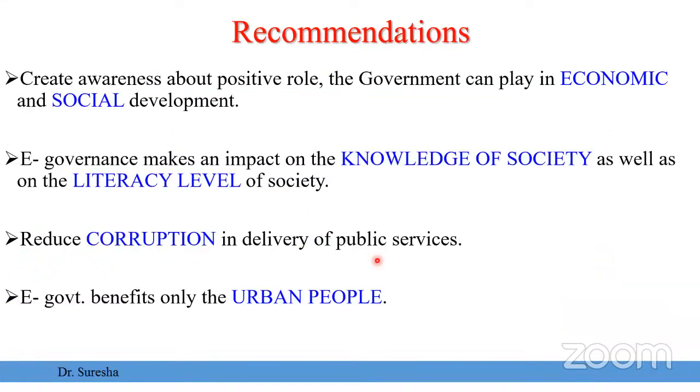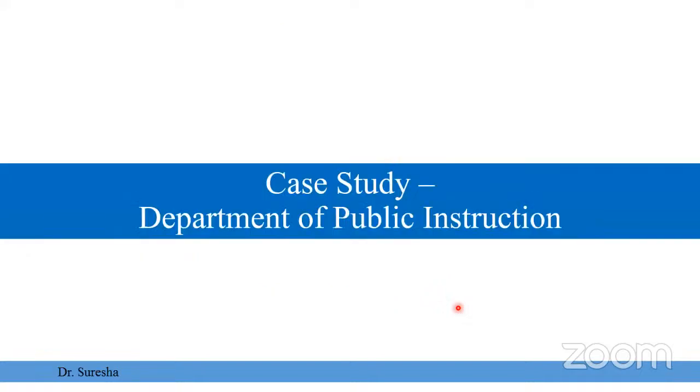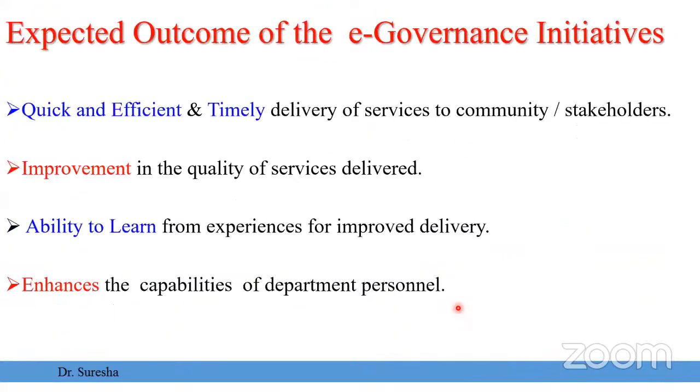So recommendations: create awareness about the positive role government can play in economic and social development. E-governance makes an impact on the knowledge of society as well as literacy level. Reduce corruption. E-government benefits only the urban people. That is what is there, but it should reach rural areas also. Anyway, I'm not going to take the case study. So this is very, very important.